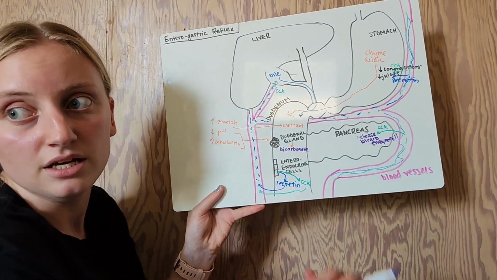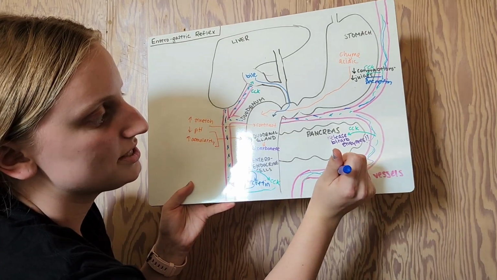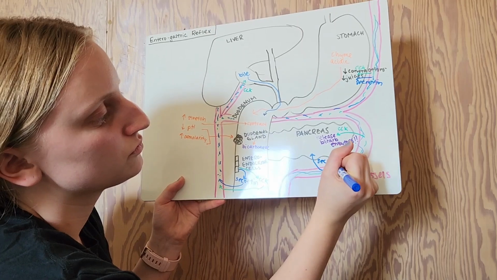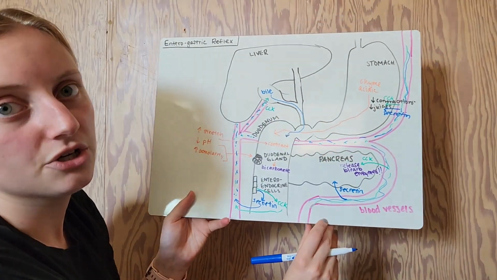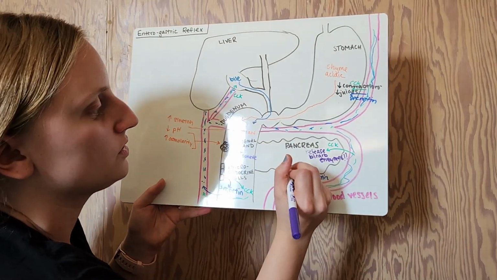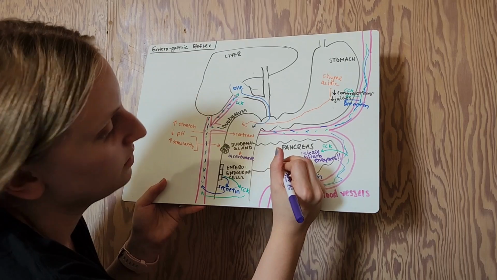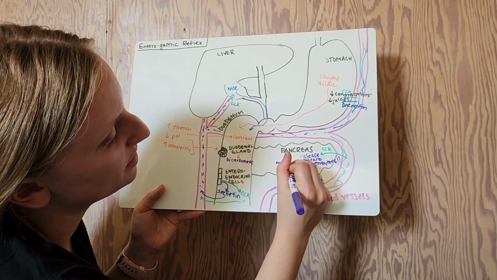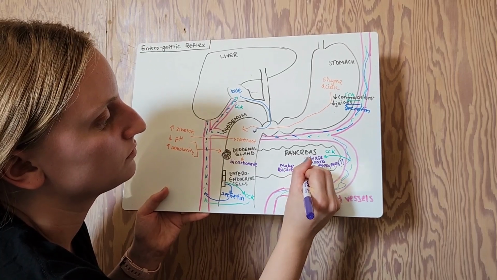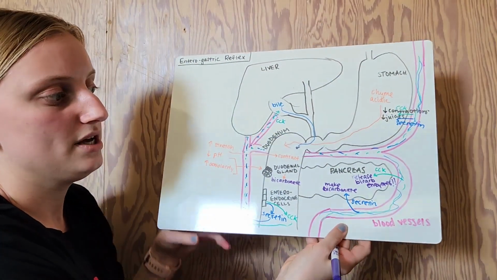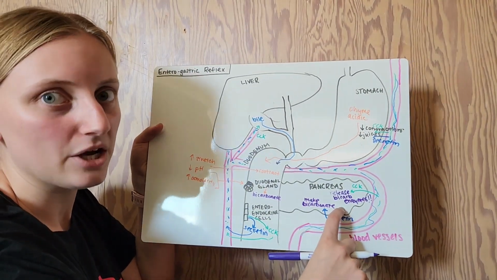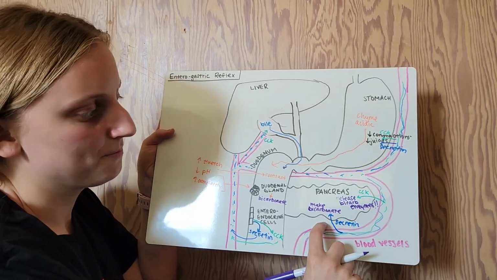The secretin also signals to the pancreas. The secretin is telling the pancreas, hey, guess what? We need some bicarb. So it's telling it to make bicarbonate. Awesome. So in our pancreas, we have CCK and secretin telling the pancreas, hey, we need some bicarbonate enzymes and we need some bicarb. Amazing.